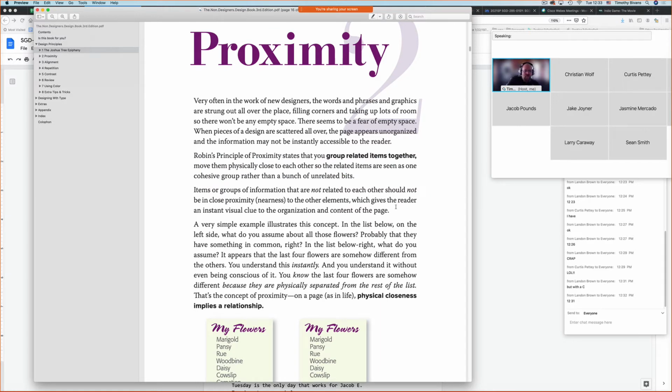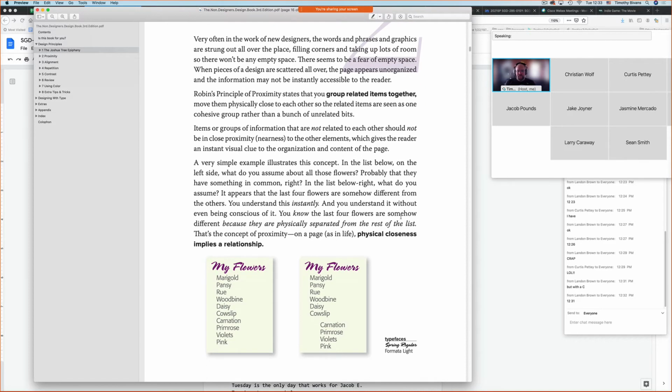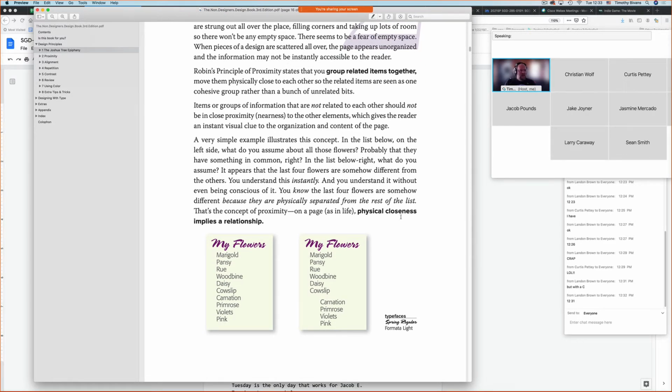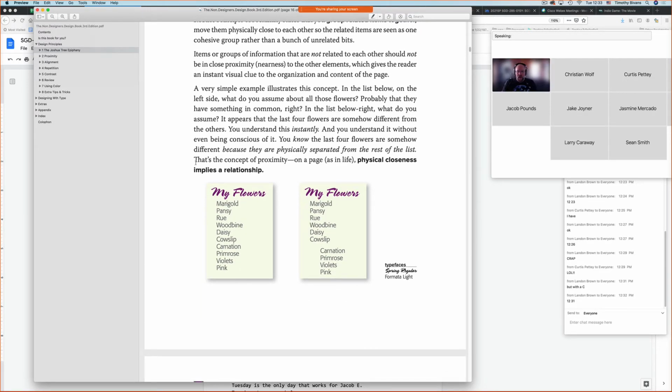So Robin's principle of proximity states that you group related items together. Move them physically close to each other so that the related items are seen as one cohesive group rather than a bunch of unrelated bits. If they're not related, then they shouldn't be close together like they are. Because people naturally, when they look at items on a page or on a screen, will draw conclusions about their relationships based on how they're placed. That's the concept of proximity on a page as in life. Physical closeness implies a relationship.